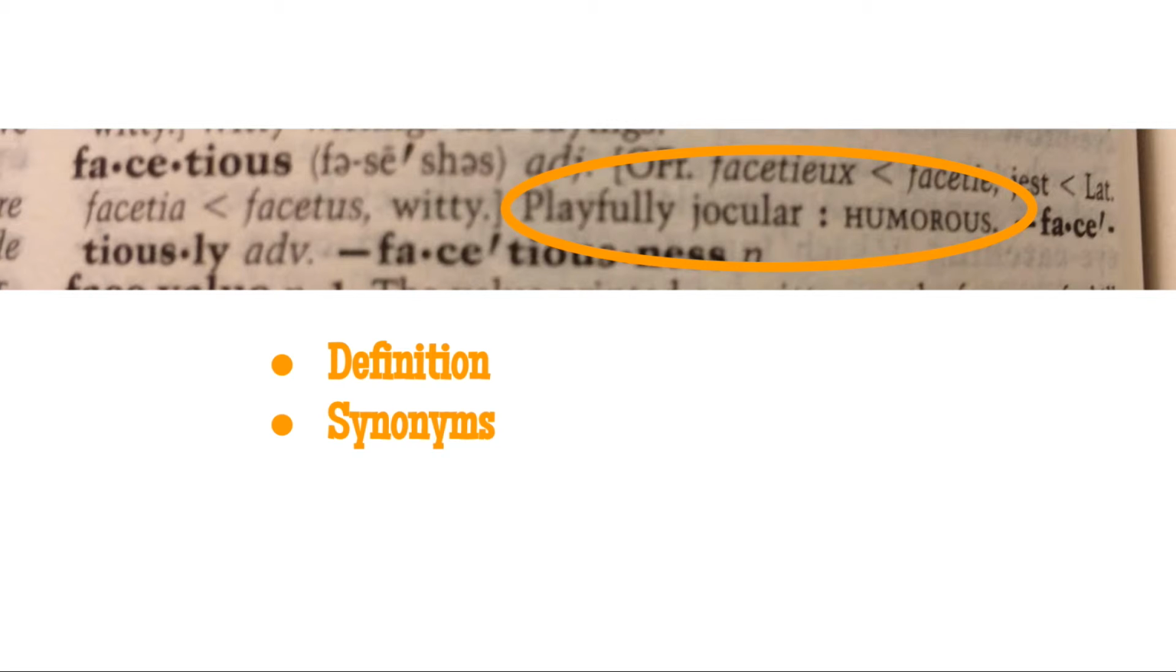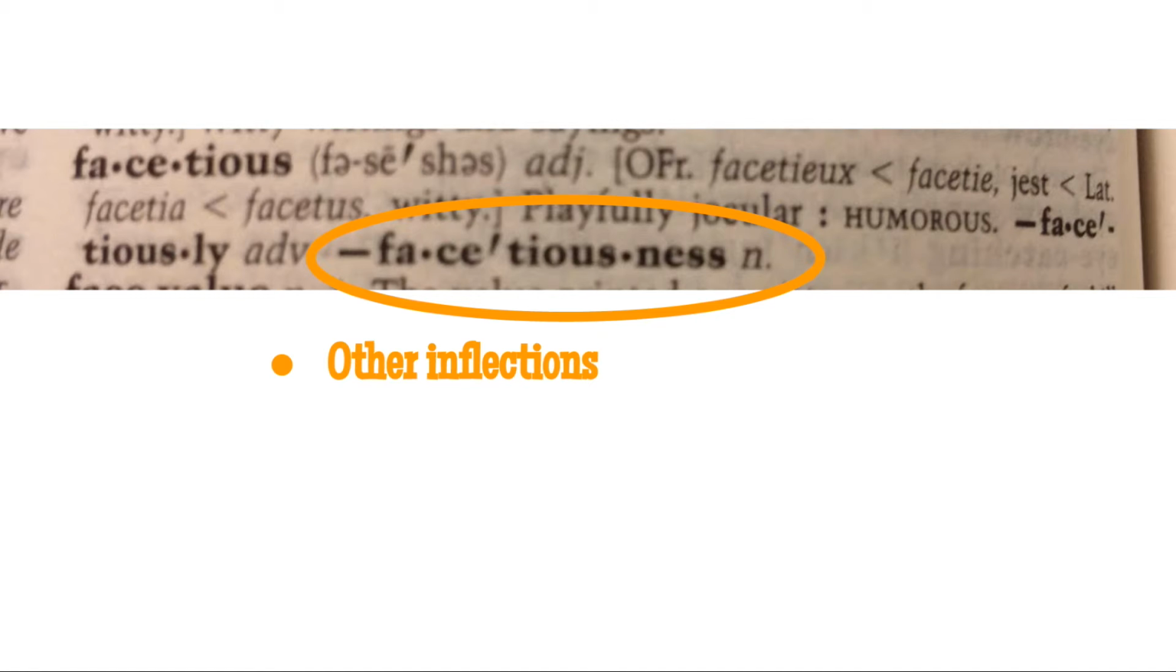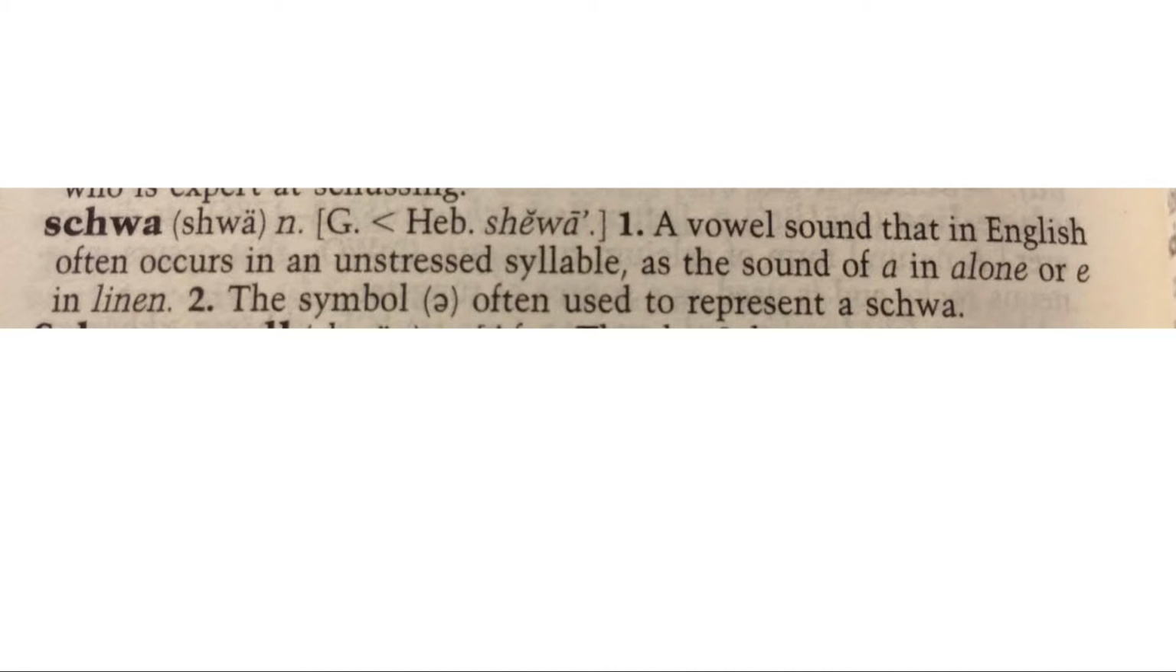If it's an antonym, it will give you the abbreviation ANT to let you know that. And then finally, this definition ends with different inflections of the verb. So for instance, if we want to take this adjective and turn it into an adverb, we would say facetiously. If we want to take this and turn it into a noun, then we could say facetiousness. Let's take a look at another definition.